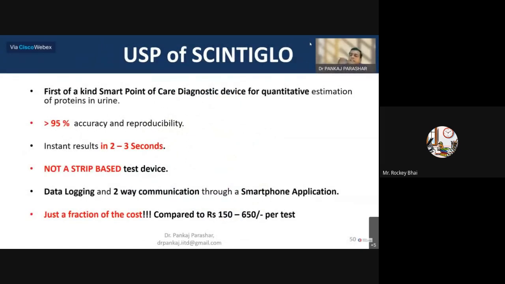Point of care diagnostics means you can take the device anywhere. It's a small device, just weighs 600 grams, battery operated, and can be carried anywhere. And all the other competitive products are based on strips, which are not accurate. And we are not a strip based device. We work on the same principle, which is the gold standard principle. So we have done something remarkable, that we have brought that entire big machines technology into a small thing affordably. So that's what it is.